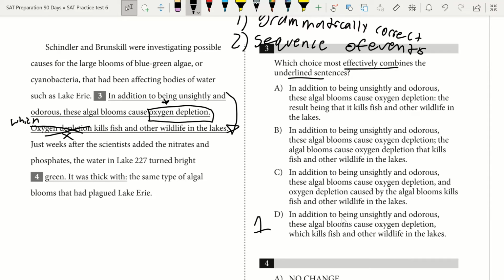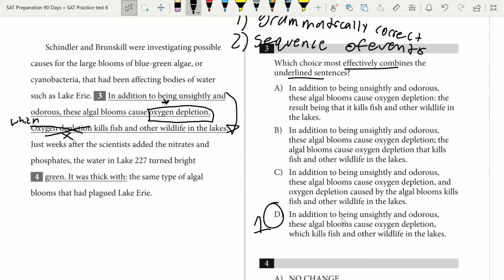"In addition to being unsightly and odorous, these algal blooms cause oxygen depletion, which kills fish and other wildlife in the lakes." Yes, that's absolutely perfect. D will be our correct answer for 3. That's the most efficient way to say it. We can quickly run through why A through C are wrong as well to give you a better understanding of the test.